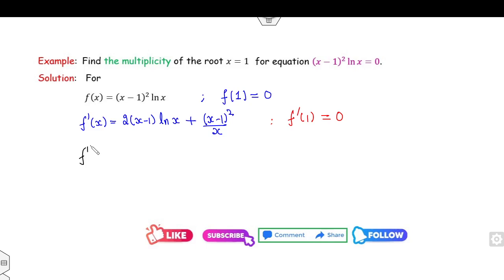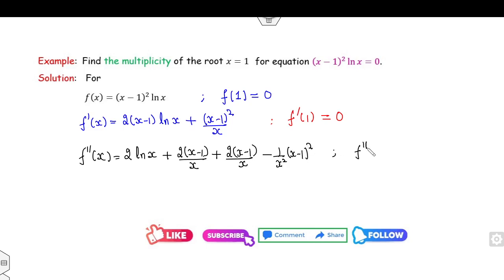Then you can find the second derivative. Again I can apply the product rule. It's twice ln x plus 2 times x minus 1 over x. I can use the product rule or I can use the quotient rule, it's the same meaning: x minus 1 over x and minus 1 over x square into x minus 1 square. Now what is the value of f double dash of 1? ln of 1 is 0, this is 0, this is 0, and this is also 0.